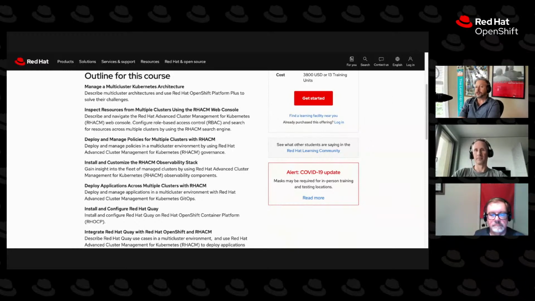So just to close us out before one last announcement, there are also some technologies that I'd call OpenShift adjacent, that we offer some training and certification on.